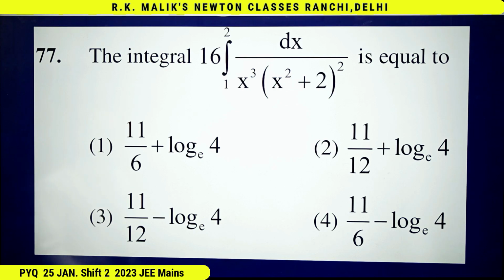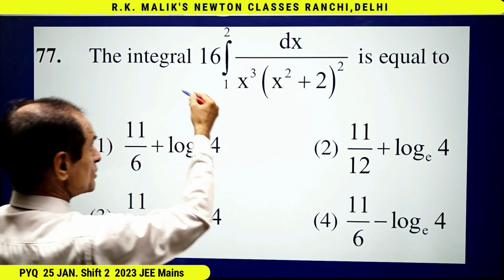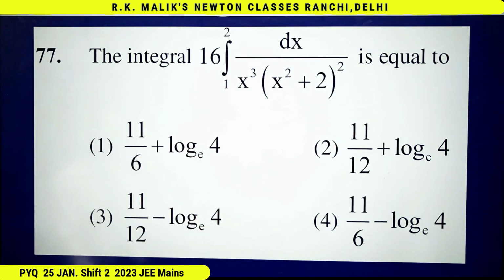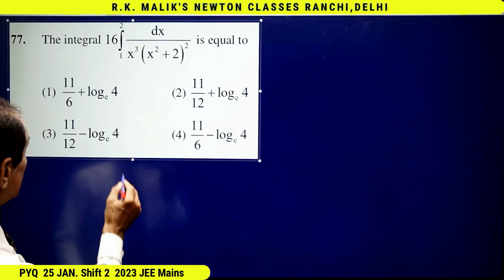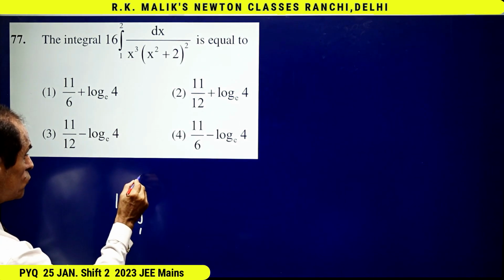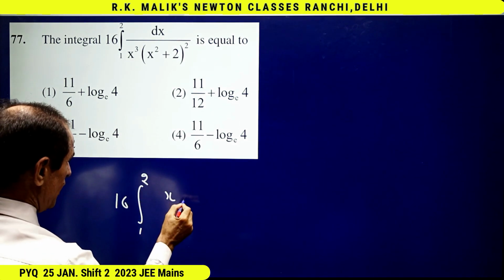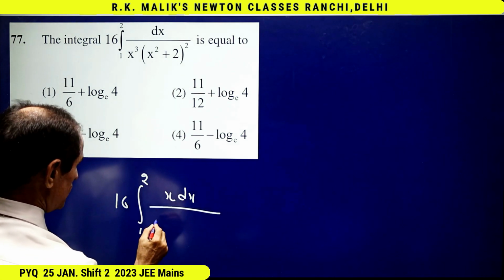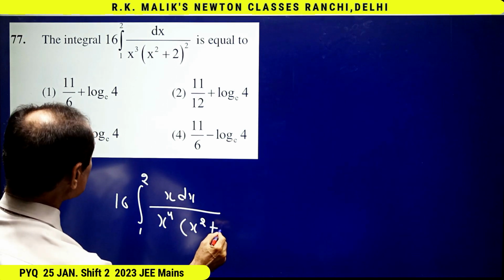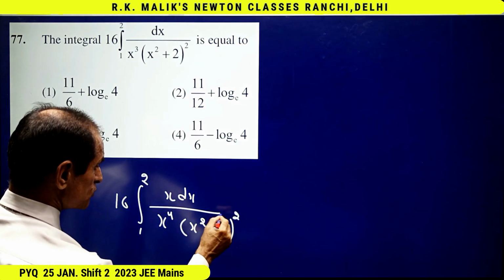In this question, he is saying the integral, this whole is equal to, you have to find the correct choice. To do this question, I write it as 16 ∫ from 1 to 2 of x dx upon x⁴ (x² + 2)².